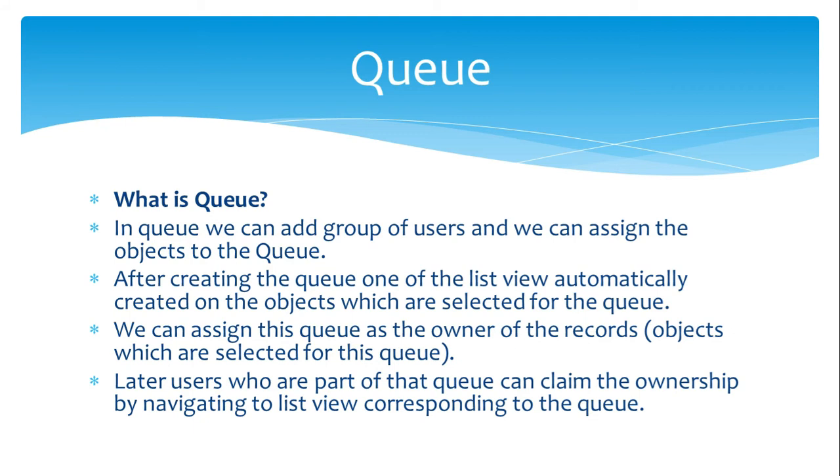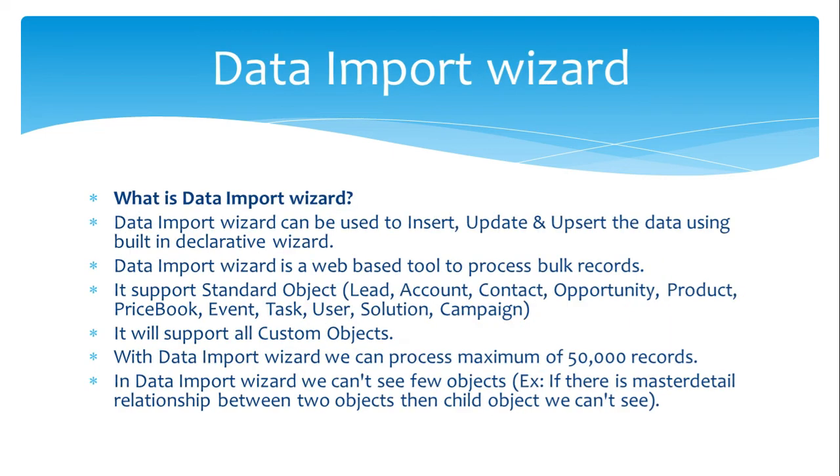What is queue? In a queue, we can add a group of users and we can assign objects to the queue. After creating the queue, one list view is automatically created on the objects which are selected for the queue. We can assign this queue as the owner of the records of objects which are selected for this queue. Later, users who are part of the queue can claim the ownership by navigating to the list view corresponding to the queue.